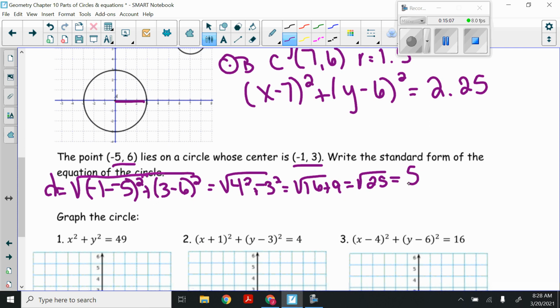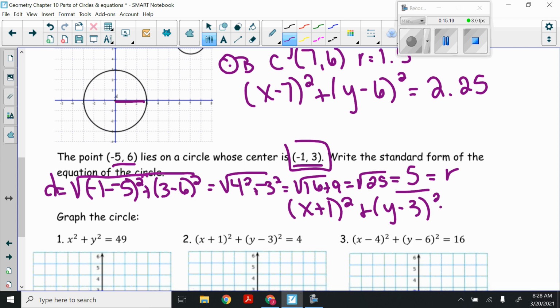So now I know my center and my radius. Remember, this is our radius. So I can write the equation of the circle, x plus 1 quantity squared plus y minus 3 quantity squared equals 25. Because my radius was 5, 5 squared is 25.